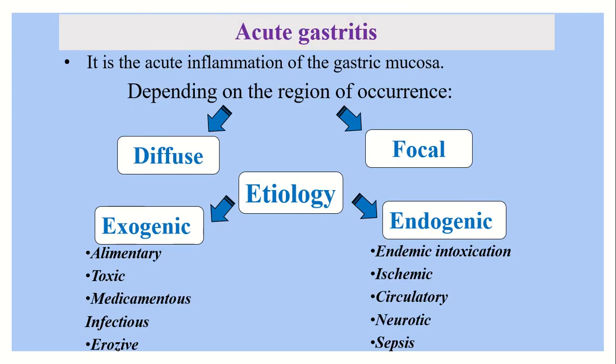There are two types of gastritis, acute gastritis and chronic gastritis. Acute gastritis is an acute inflammation of the gastric mucosa. Depending on the region of occurrence, there are diffuse and focal acute gastritis. The etiology includes both exogenic and endogenic factors. The exogenic factors are alimentary, toxic, medicamentous, infections, and aerosol. The endogenic include endemic, intoxication, ischemic factors, circulatory, neurotic, and sepsis.